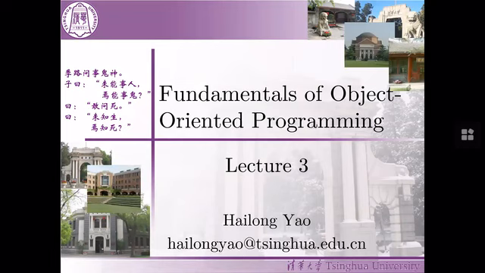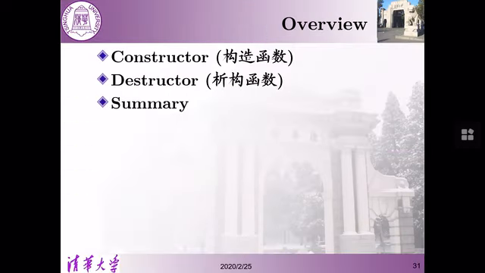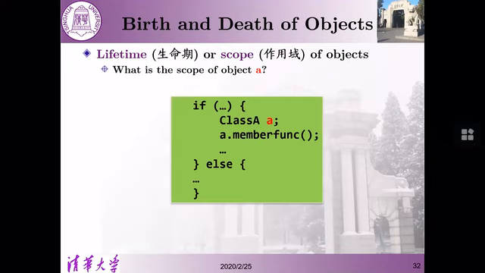So that is for lecture 2. Now we learn lecture 3. In lecture 3, we mainly learn constructor and destructor. Here's a question: what is the scope of object A? If you want to know the scope of the object, you first need to know where it is defined, right?